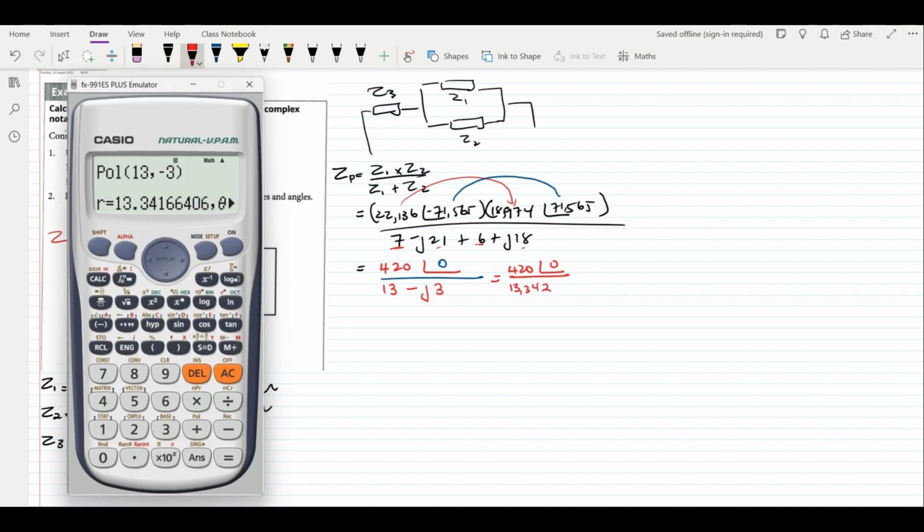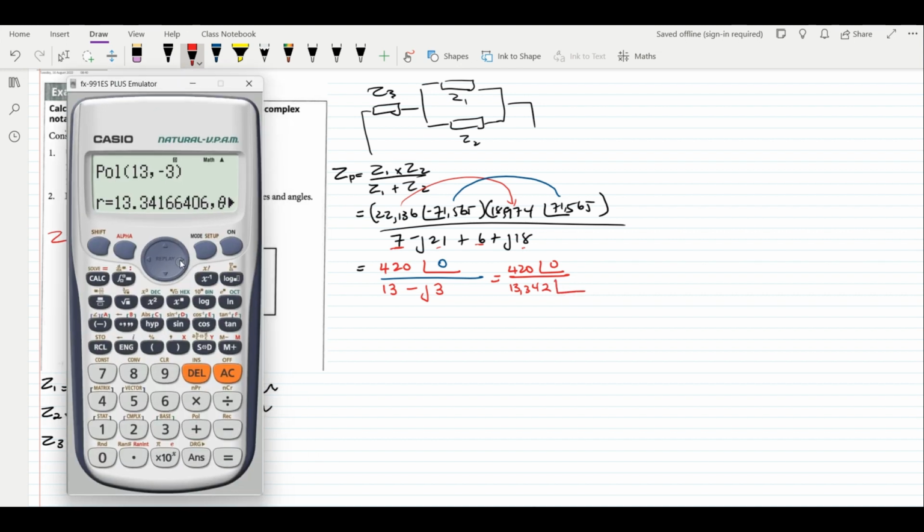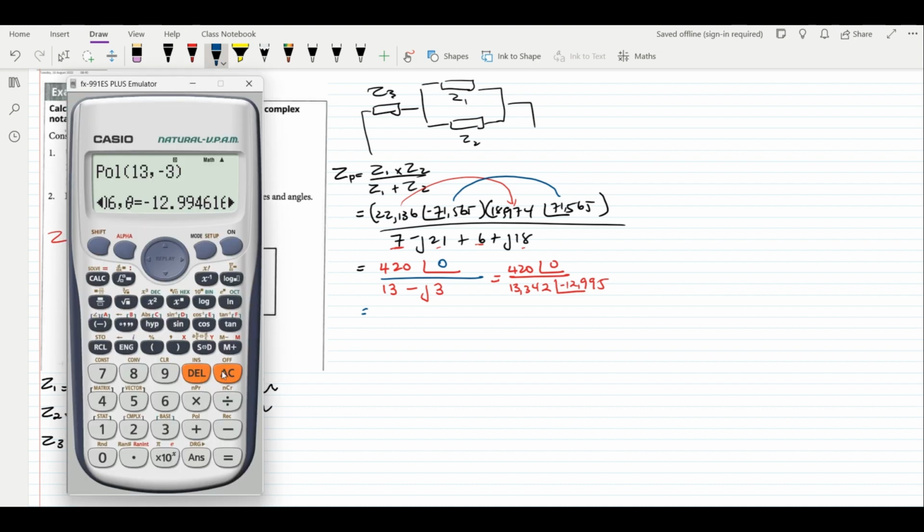342. Is it 342? 342 at an angle of what? At an angle of negative 12.995. Just like that. Still here, we're going to then divide 420 with that value there. When we divide 420 with 13.342, this should give us 31.48.